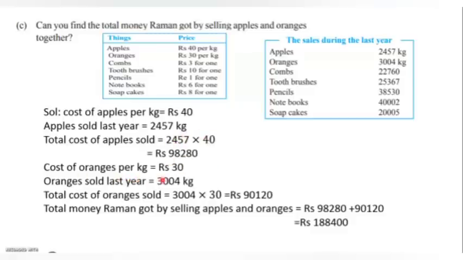Cost of oranges per kg is given here in the table. Oranges sold last year is also given. Multiply these both and you will get the total money he got by selling oranges. Now, how will you find the total money Raman got by selling apples and oranges together? Just add these both values and you will get the money. You got the answer as 1,88,400.